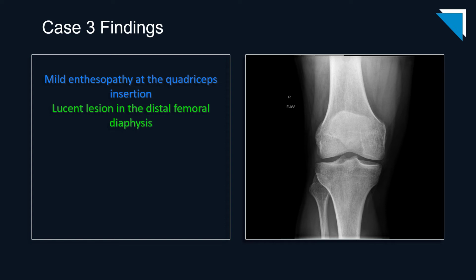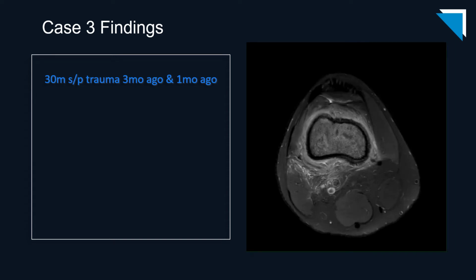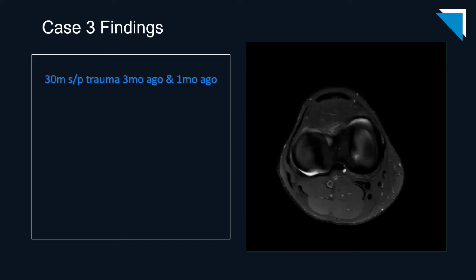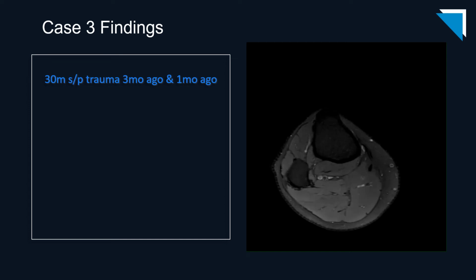Just in case you were wondering if the other images would save you, here's the AP view, and it's just as subtle on this view. Not so subtle on the follow-up MRI. Here are axial fluid sensitive sequences, and while you can't see the mass, you can certainly see the reactive bone marrow edema and soft tissue swelling in the distal femur.